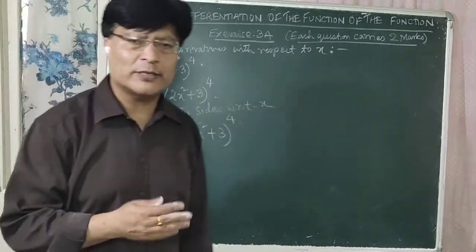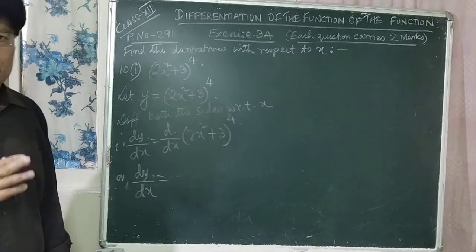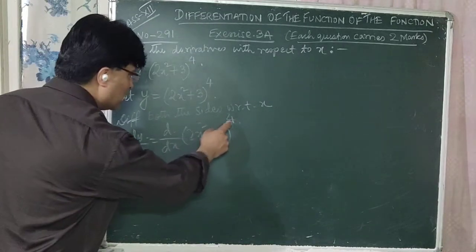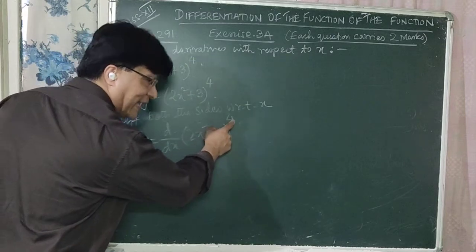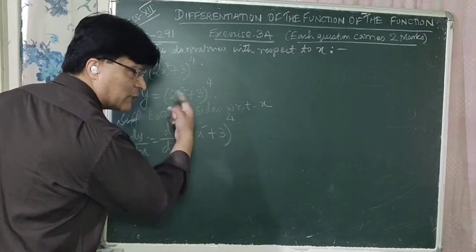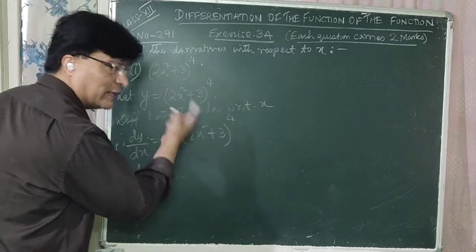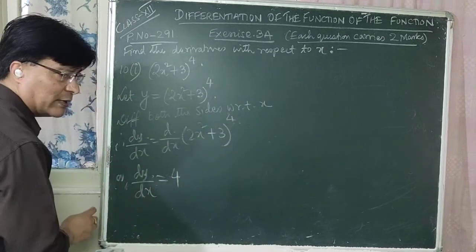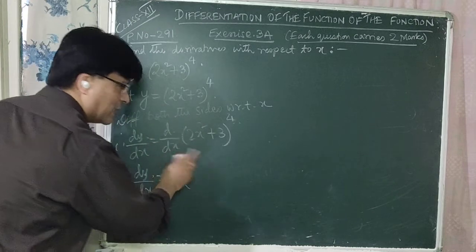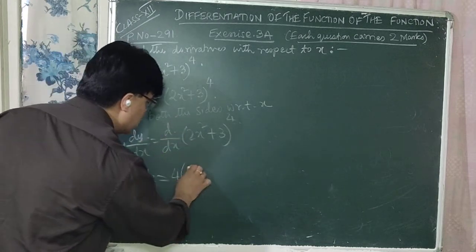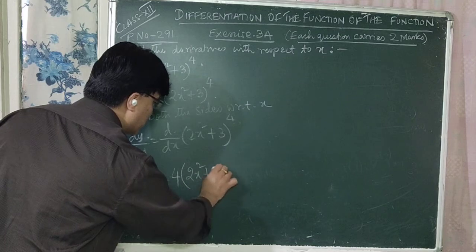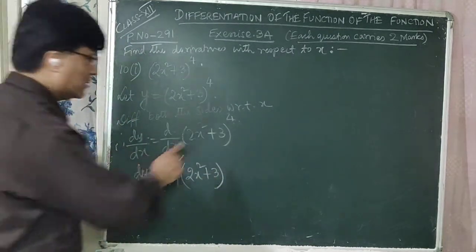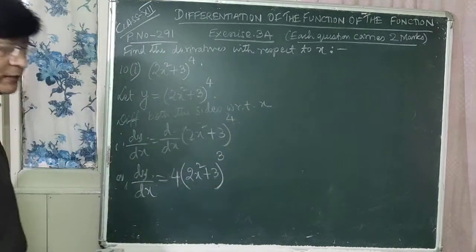What is the differentiation of x⁴? It is 4x³, right? So what is dy/dx here? Now it is just like x to the power n. What is the differentiation of xⁿ? It is n·xⁿ⁻¹. So here also 4 comes in the front. What is the value of x here? You can write 2x² + 3, whole to the power, and you have to decrease the power by 1. That is, 4 minus 1 is 3.